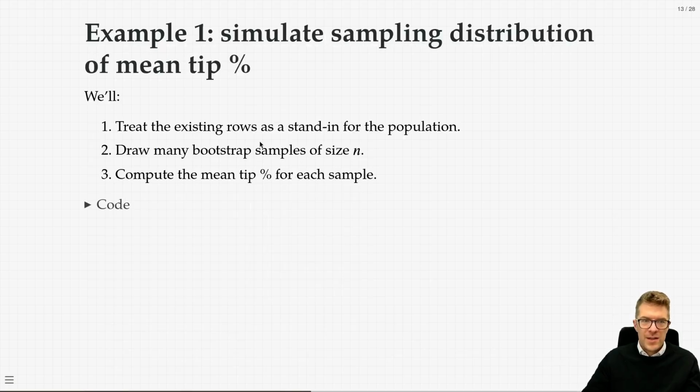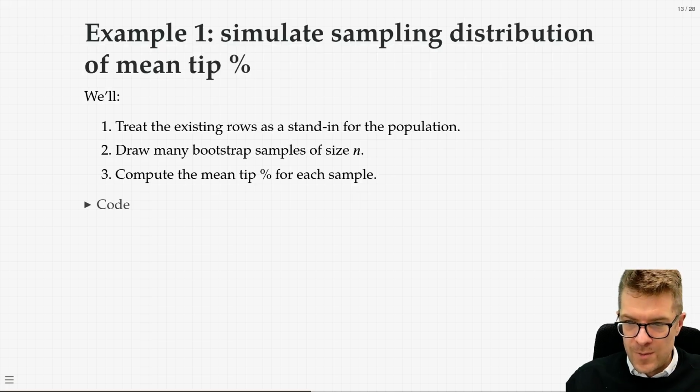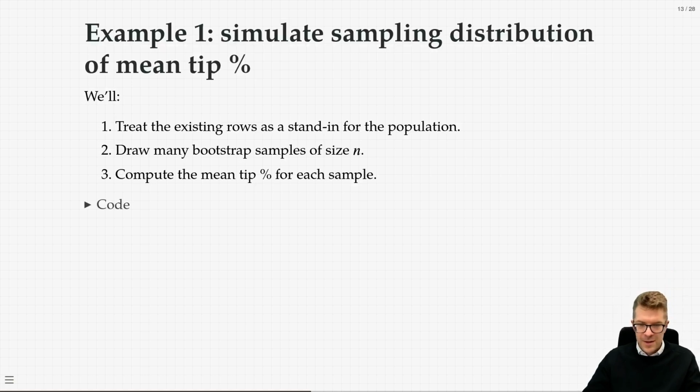So we're going to treat all of the existing rows as a standard for the population, but we're basically just going to be doing bootstrapping. We're going to draw many bootstrap samples. Every sample of our data set will be of size n, which we'll specify. My head is sized too big, so I'm going to zoom out. There you go. And then we're going to compute the mean for each of our samples of size n.